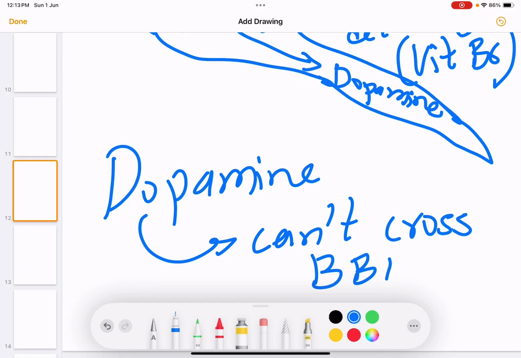So we have to use a substance which can cross the blood-brain barrier, and then in brain it can form dopamine. So levodopa is such substance. It is levo isomer of dopa, and this levodopa can cross blood-brain barrier, and in brain it can release dopamine by action of dopa decarboxylase enzyme, and dopamine is formed in brain.